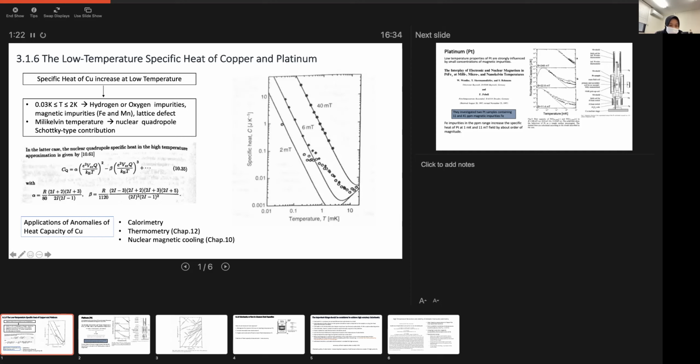The increase of specific heat at low temperature is caused by hydrogen or oxygen impurities, magnetic impurities such as iron and manganese, and also lattice effects. And at the millikelvin temperature, this anomaly also happens, caused by the nuclear quadrupole contribution. I don't really know about this actually, but this book refers to chapter 10 for the equation about the nuclear quadrupole specific heat.